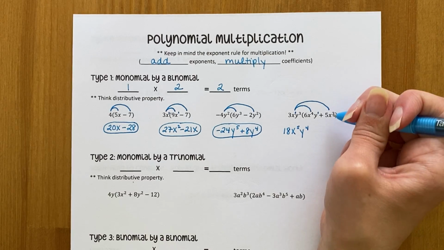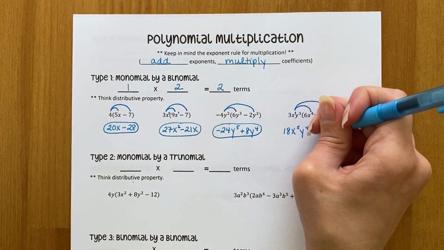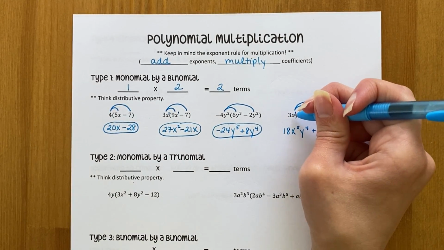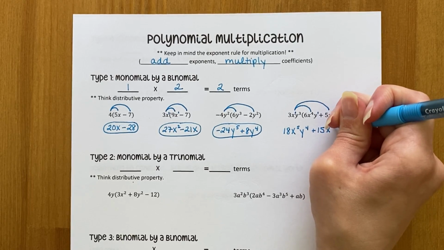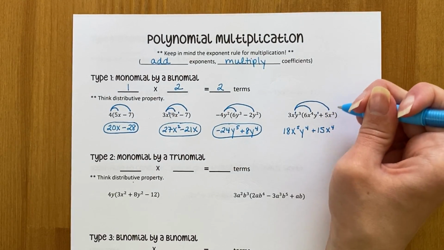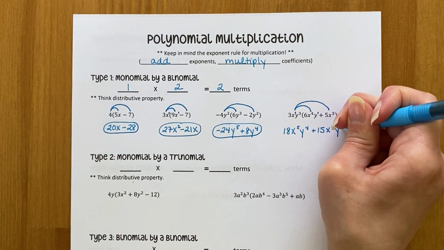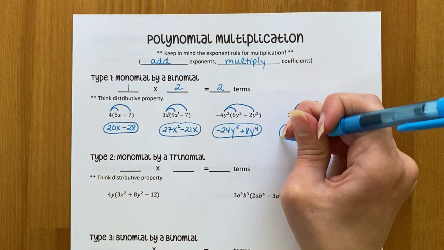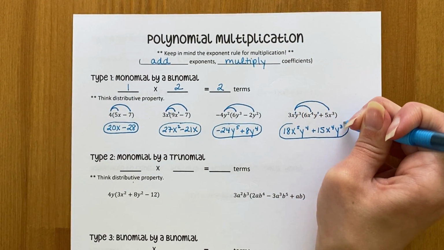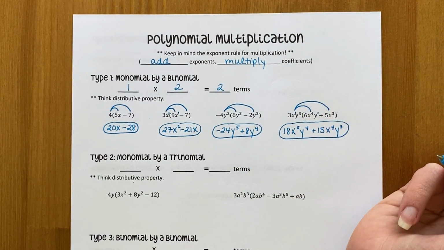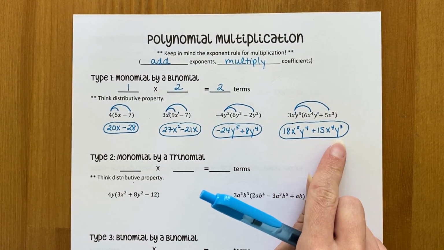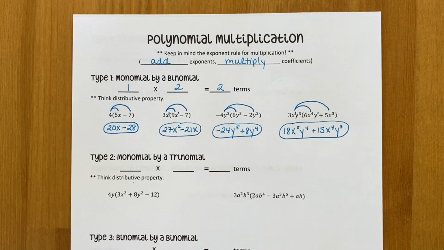3xy to the third times 5x to the third. 3 times 5 will be 15. X and x to the third will make x to the 4th. And although this term didn't originally have a y, this term did. So now that will be a part of this term also. And that again makes my final answer. For these two to be like terms, all of the variables and all the exponents would have to match. They do both have x's and y's, but those exponents don't match on those terms.